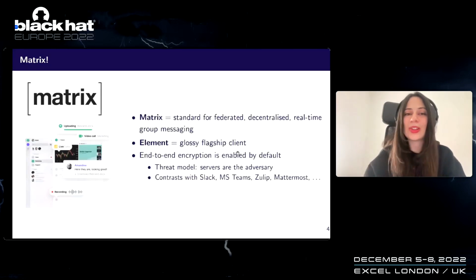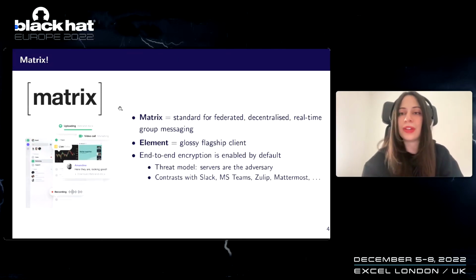Next slide. So as I said, what is Matrix? Matrix is a standard for federated decentralized group messaging, and it also has encryption enabled by default. The flagship client is Element, which is the one that the majority of people use. Basically, they have a threat model in which they are working over end-to-end encryption, in which the home servers are considered as not trusted entities. But we will see next that maybe this assumption was not taken rightly by the developers of the Matrix protocol.